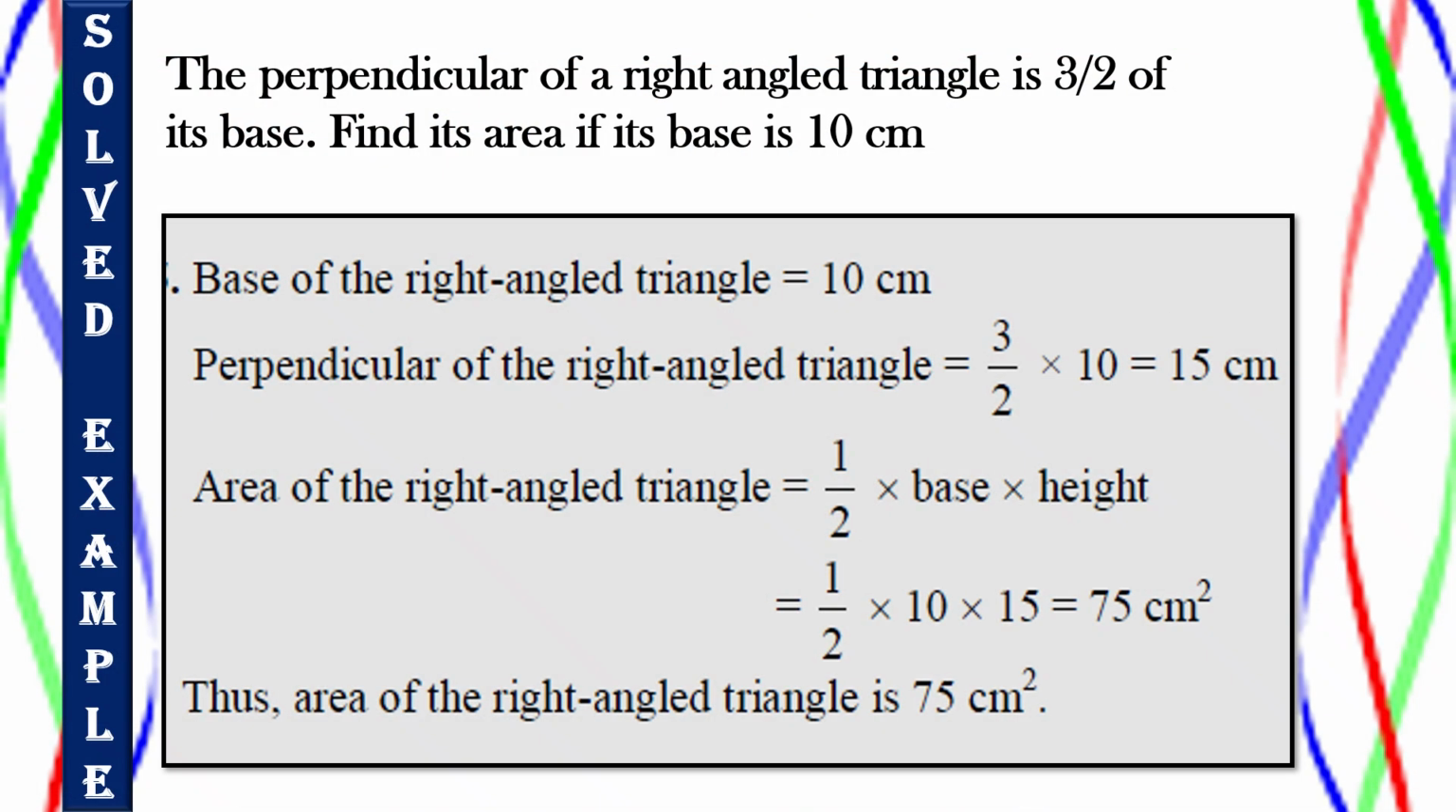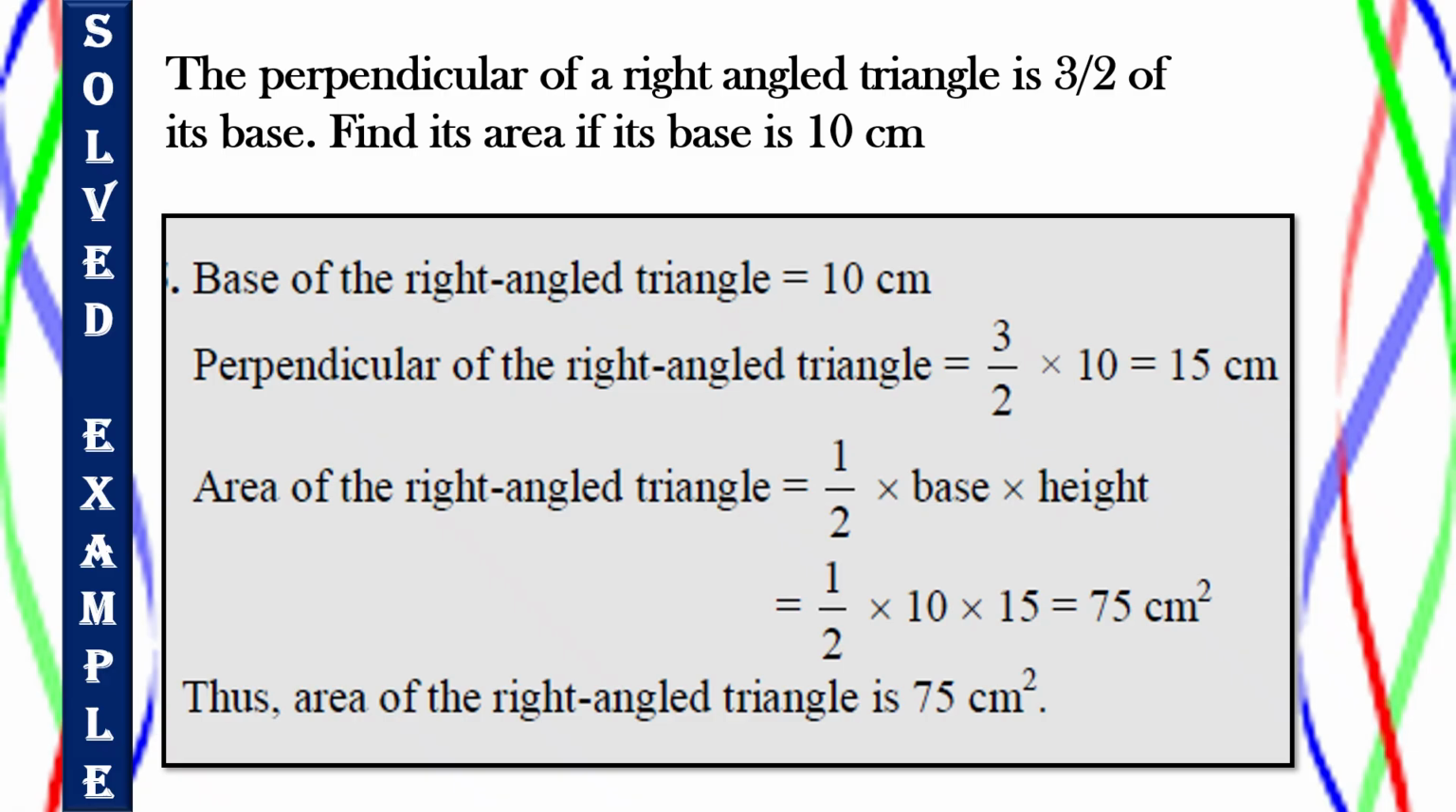Third problem, which is geometry based on area of the triangle. The problem says a perpendicular of a right angled triangle is 3 by 2 times of the base. 3 by 2 is 1.5. So it is 1.5 times the base. The base is shorter. It is 10 centimeter and the perpendicular is 1.5 times. 1.5 times 10 should be 15. We all know that. So that is calculated. So perpendicular is indirectly given. Base is directly given.